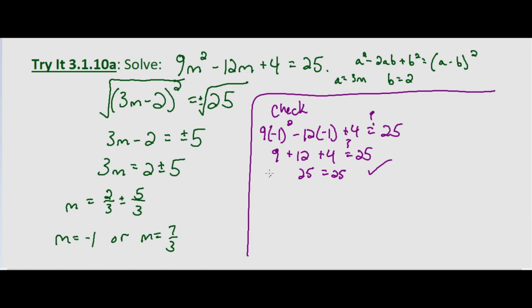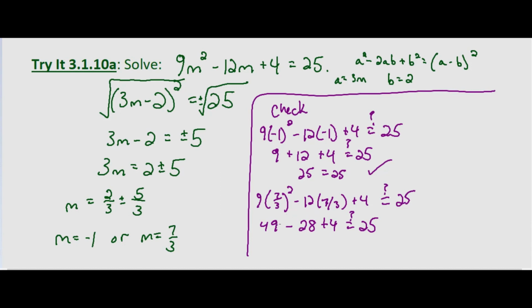Now, what if m equals 7/3? So 9 times (7/3) squared minus 12 times 7/3 plus 4, does that equal 25? Well, 7/3 squared is 49 ninths. 9 times 49 ninths is 49. Minus 12 times 7/3, that's 12 divided by 3 is 4, times 7 is 28. Plus 4, does that equal 25?